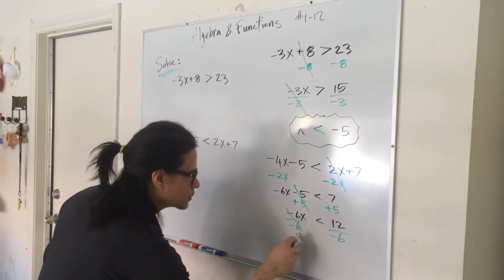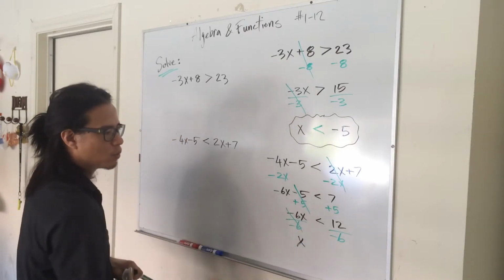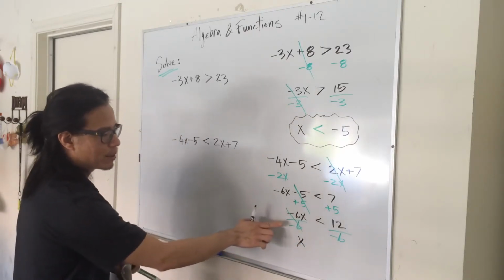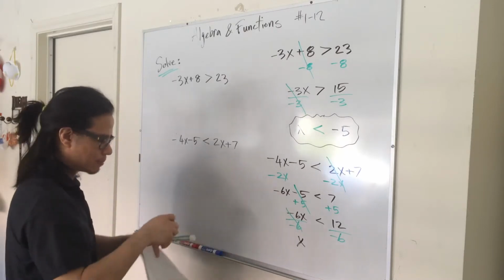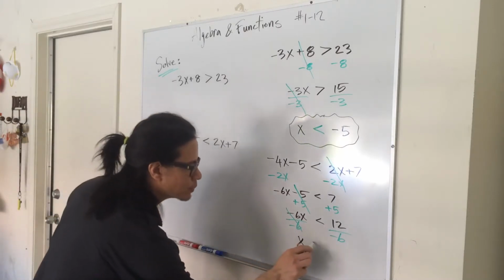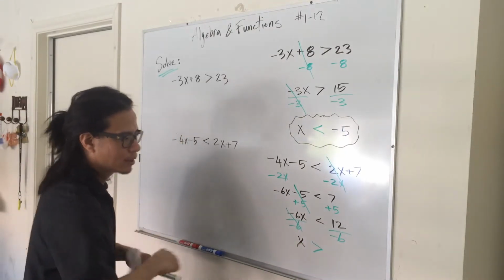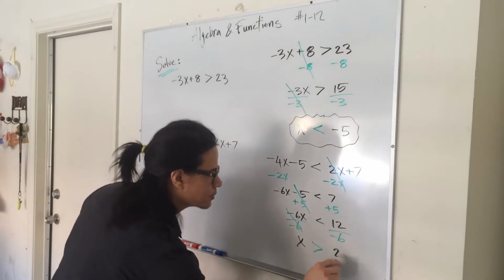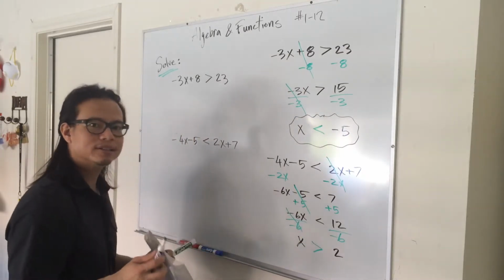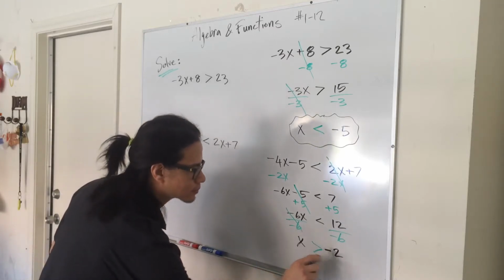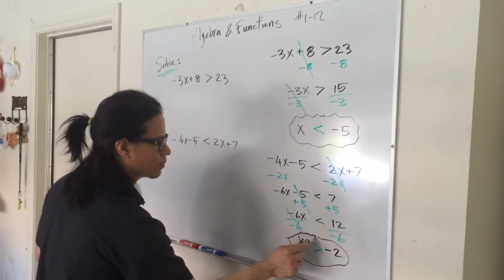X is equal to, sorry, watch the inequality here. If you're dividing by a negative 6, if you're dividing by a negative number, please remember to switch the sign. The less than becomes greater than. 12 divided by 6 is 2. Positive divided by a negative, what do you get? Negative. Okay. There you go.